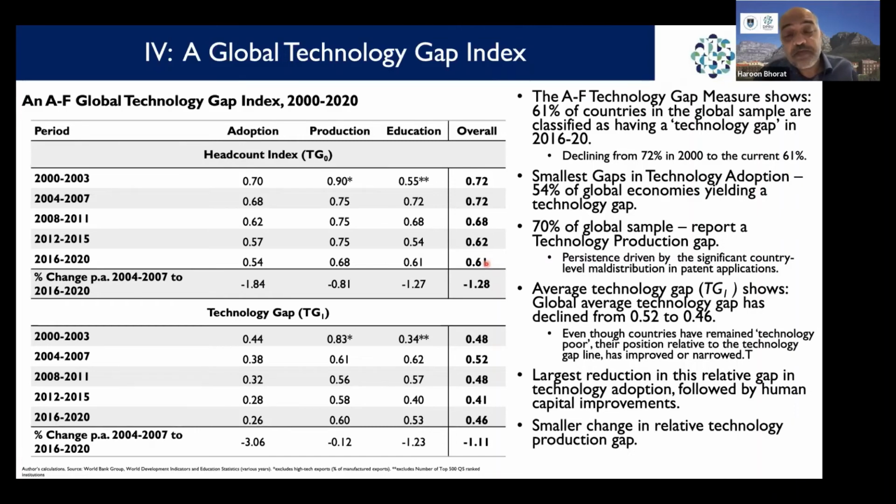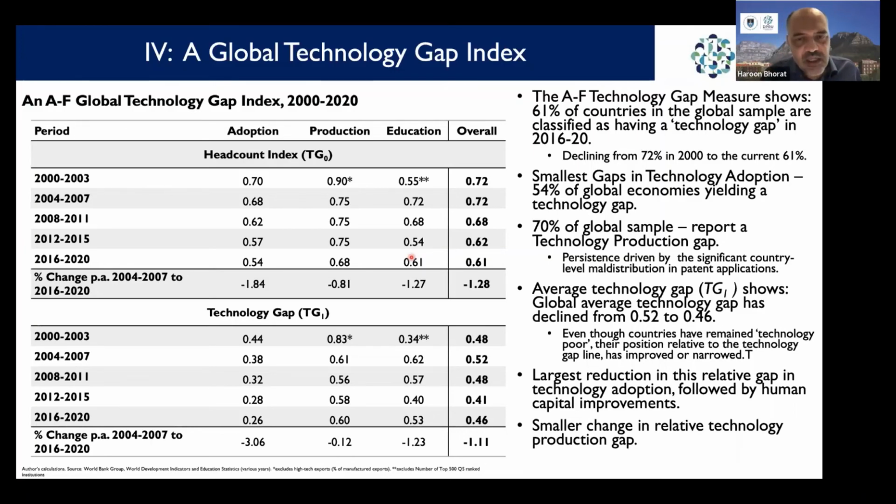61% of countries are still below what would be constituted as an average measure of technology adoption, production, or education, right? Where are the smallest gaps? Well, only 54% of countries, compared to 61 globally, have a gap, or are below this line, if you like, in terms of technology adoption. And that's because of rapid internet usage rates. But when you go to technology production, the gap is larger. 68% of countries can be defined as having a technology gap. In education, 61% of countries can be classified as having a technology education gap in terms of quantity and quality.